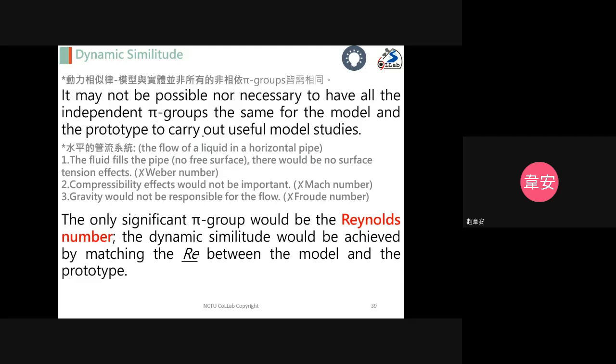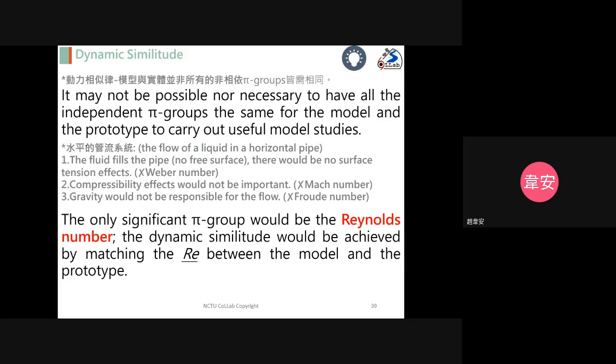If we do that, it may not be possible or necessary to have all the independent pi groups the same for the model and the prototype to carry out useful model studies. So it depends on different studies, different purposes. We need to satisfy the different pi groups for the dynamic similitude.